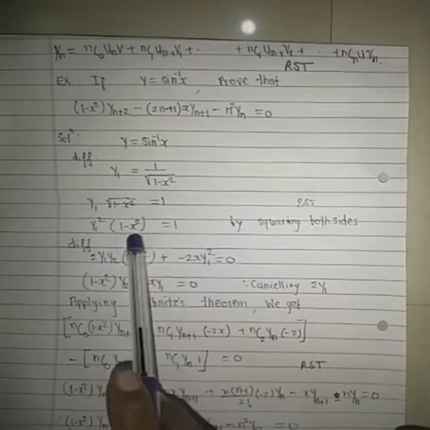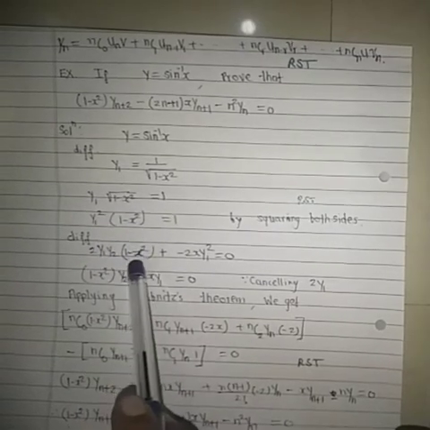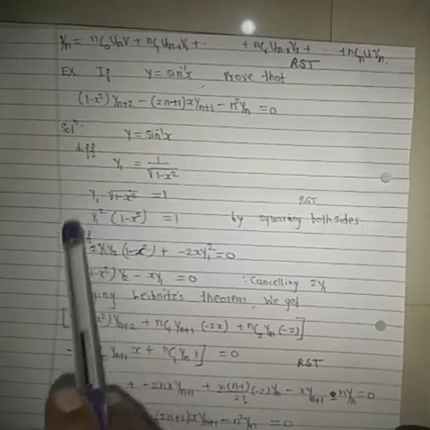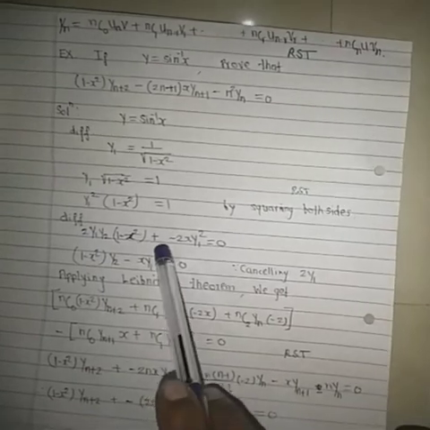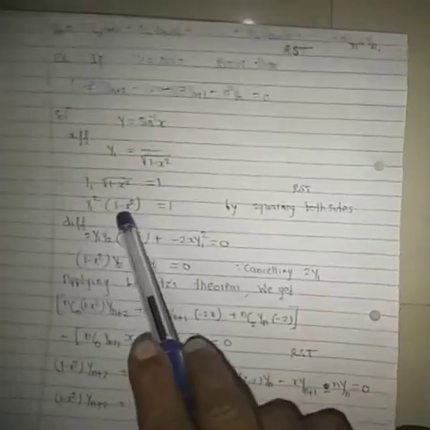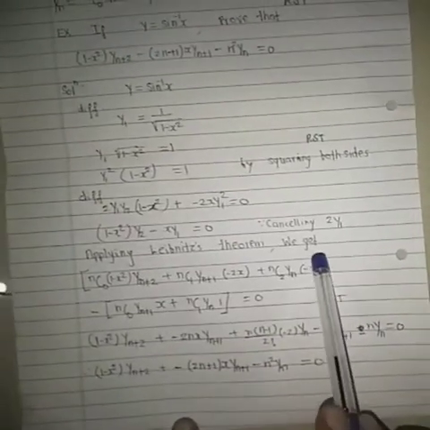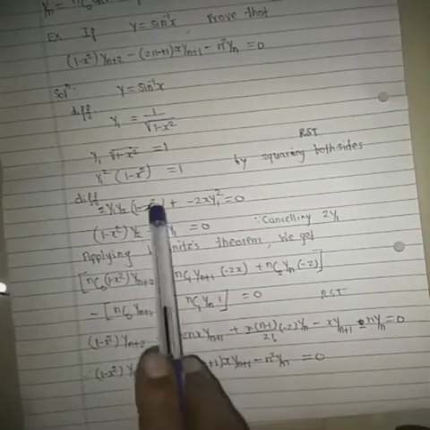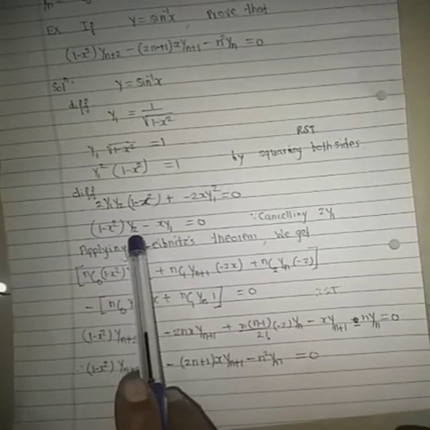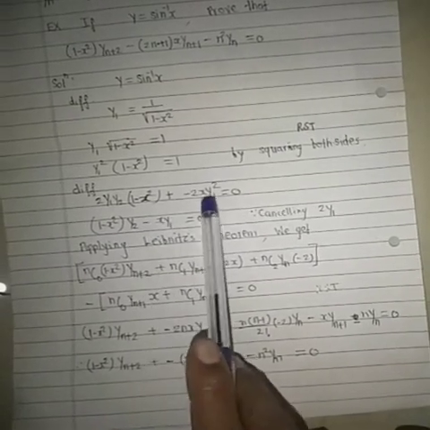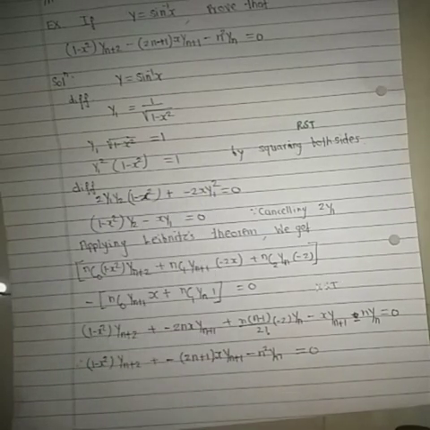Differentiating this, we use the product rule: 1 minus x squared as it is, the derivative of y_1 squared is 2y_1 into the derivative of y_1, which is y_2, plus y_1 squared as it is, the derivative of the bracket is minus 2x, equal to 0. We can write this as (1 minus x squared) y_2 minus x y_1 equal to 0, by cancelling 2y_1 in each term.